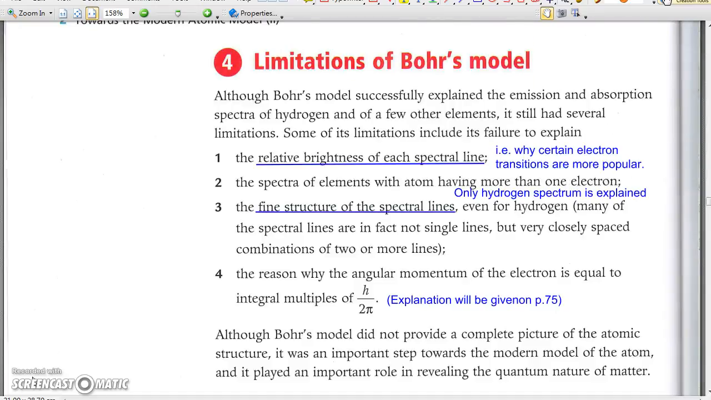Four, limitations of Bohr's model. Although Bohr's model successfully states conditions of stable electron orbits of the hydrogen atom and then explains spectral lines due to electron transitions, it does not explain the relative brightness of spectral lines, the spectra of other atoms, the fine structure of spectral lines, and the reason why the angular momentum should be an integral multiple of h over 2 pi.